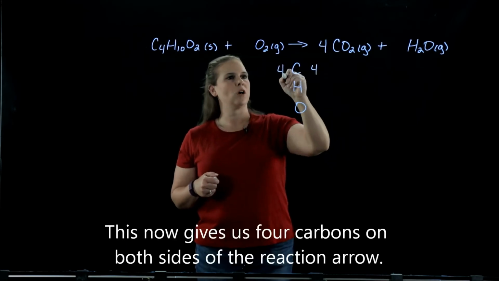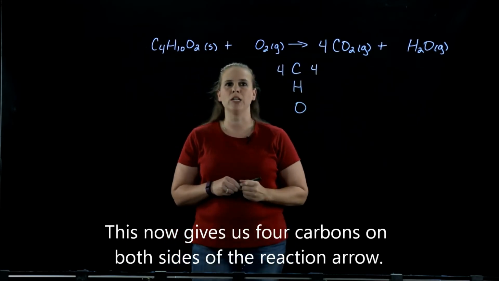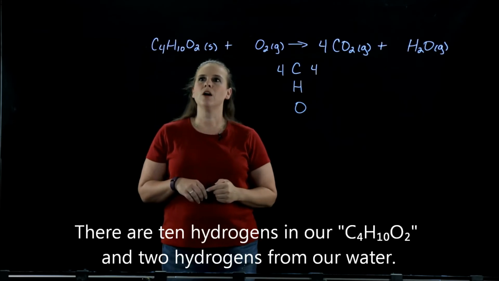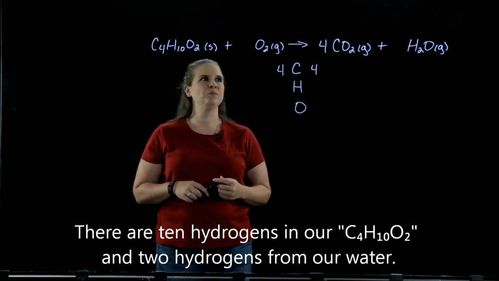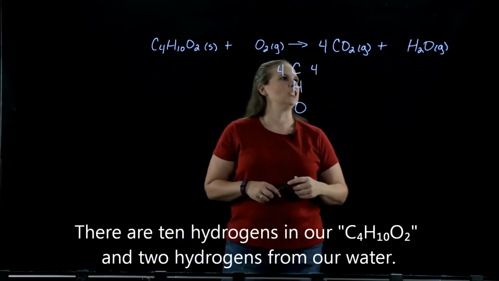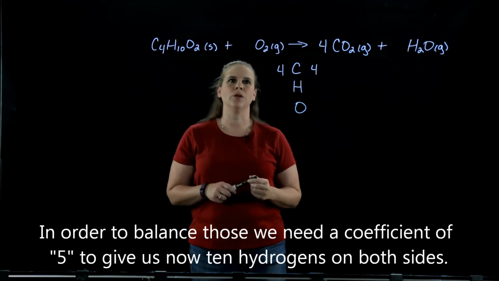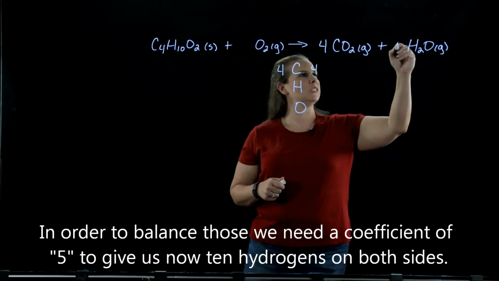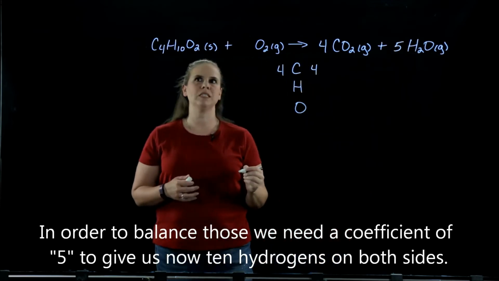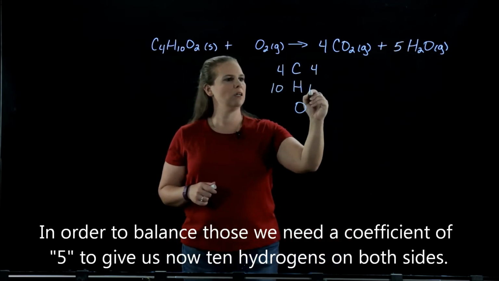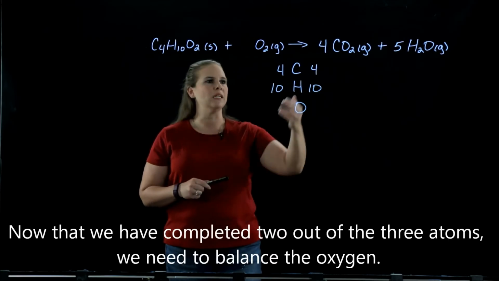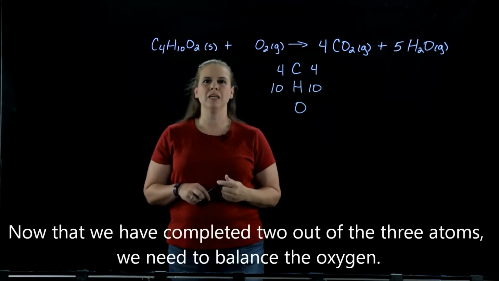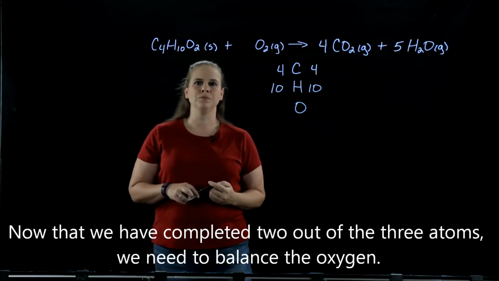This now gives us 4 carbons on both sides of the reaction arrow. There are 10 hydrogens in our C4H10O2 and 2 hydrogens from our water. In order to balance those, we need a coefficient of 5 to give us now 10 hydrogens on both sides. Now that we have completed 2 out of the 3 atoms, we need to balance the oxygen.